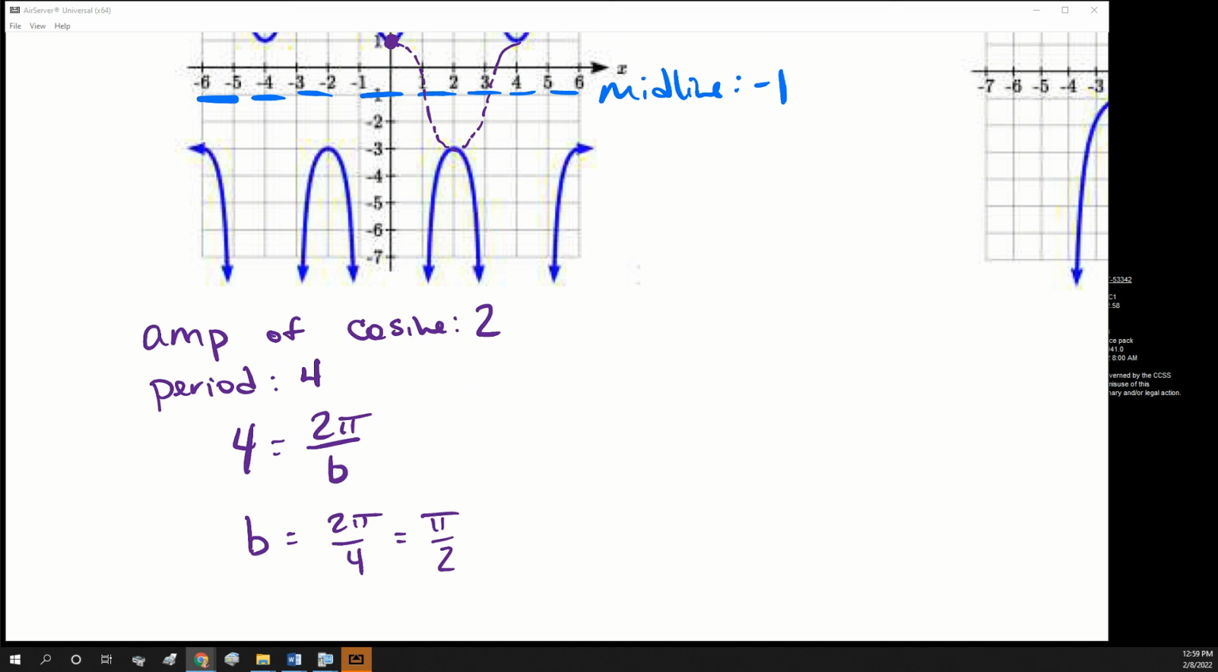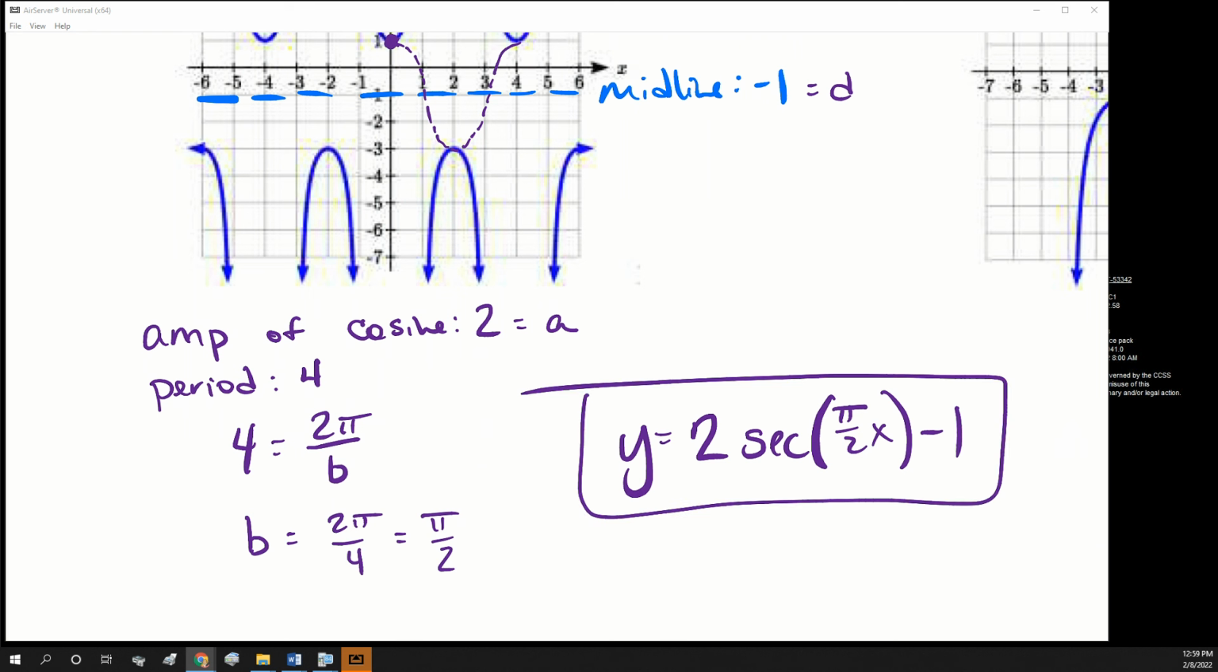All right, so if you're looking at that little half sheet that we just filled out, I can't pull it up real fast because it's on another lesson. That is going to be b. 2 is going to be a, and -1 is going to be d. And we're just going to fill it in. So it's going to be y equals secant. Oh, just kidding. Y equals 2 secant of pi over 2x minus 1. Okay, I think that's pretty advanced trigonometry to be able to pull all that stuff out.